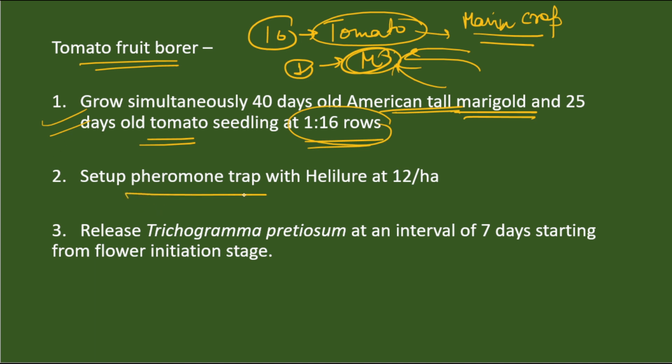We can use pheromone traps. There is a name of pheromone trap, that is helilure. So per hectare we can use 12 pheromone traps here. So it will attract the tomato fruit borer, and the fruit borer will get attracted to these pheromone traps, and obviously it will be trapped there, and our crops will be saved because the fruit borers will be trapped using the pheromone traps.